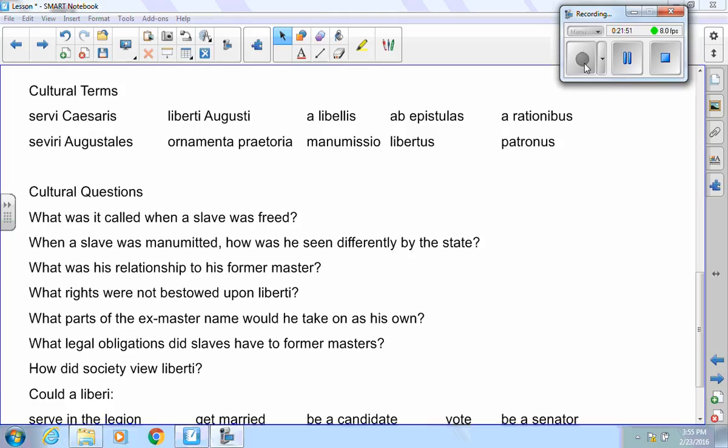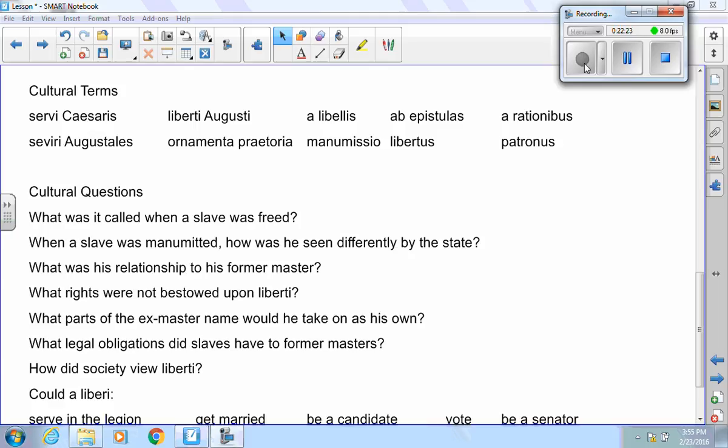Rationis is the secretary in charge of financial accounts. We have the Seviri Augustales. Those are a group of freedmen appointed to look after some of the temples. Ornamenta Praetoria, that's an honorary praetorship. Manumissio is the act of freeing a slave. Libertus is a freedman. It's a title that they give to someone who's been freed. Patronus is the title that they give to a master once he has freed a slave.